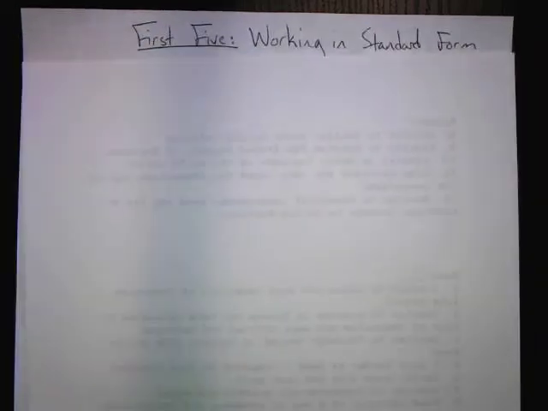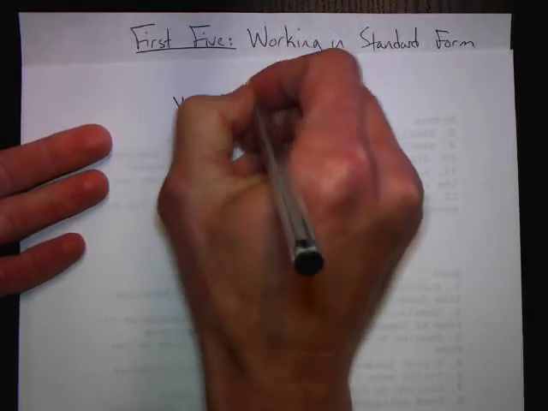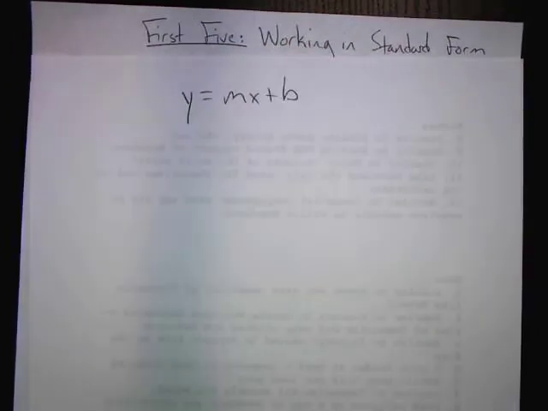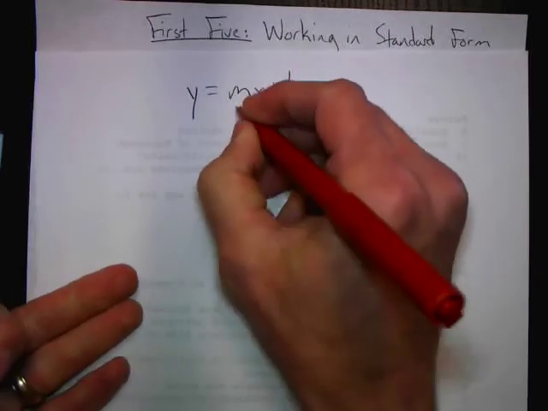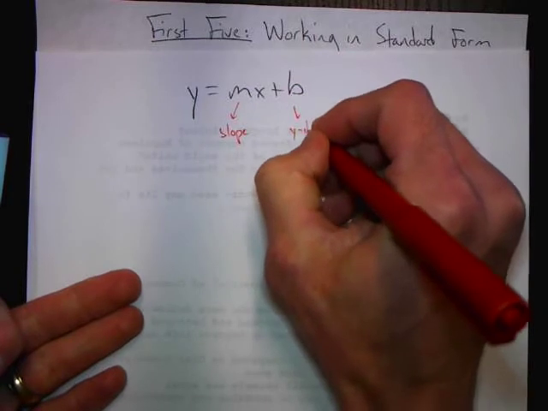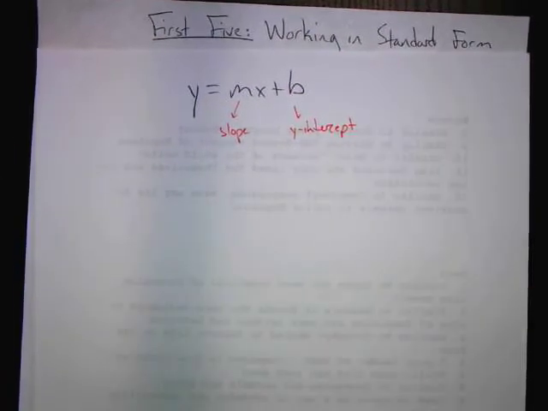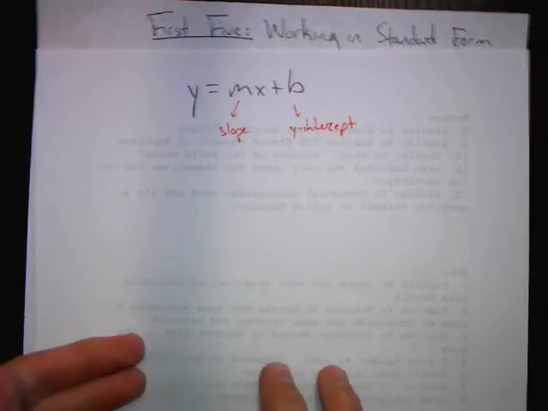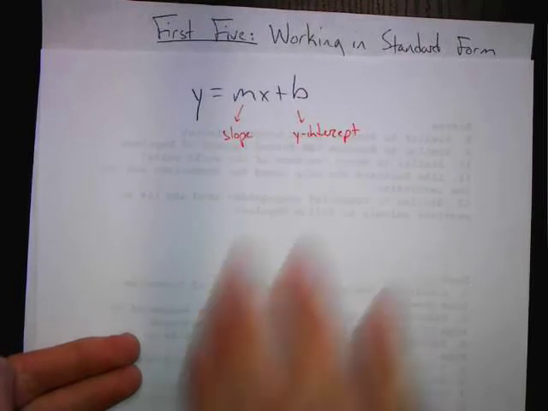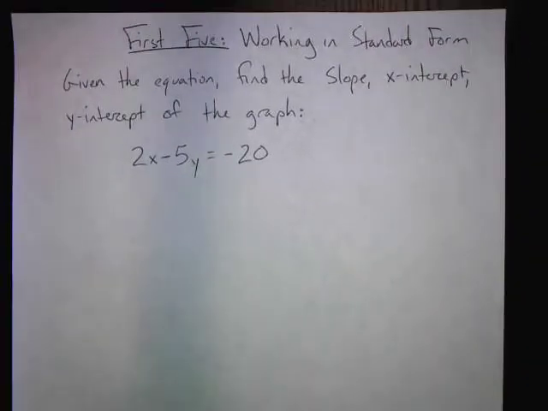But first let me highlight some of the review that we talked about. So from slope-intercept form, we remember y equals mx plus b, and we were able to tell some information from this where the m was the slope and the b was the y-intercept, that point on the graph where the graph intercepts the y-axis. And that's pretty much all we could tell from slope-intercept form. Well, what could we tell from standard form?